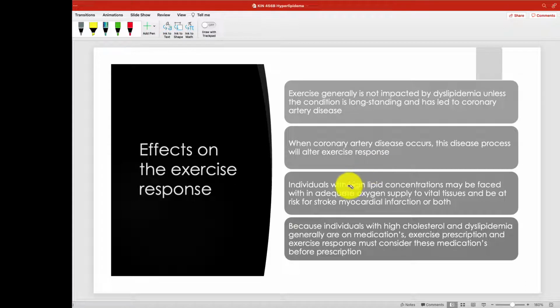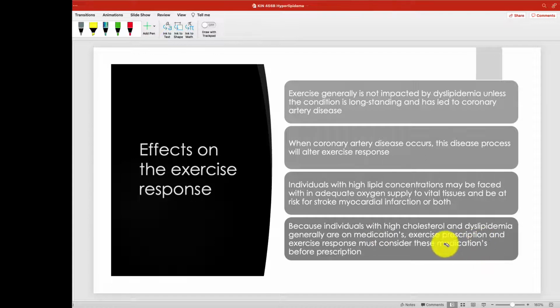People with high lipid concentrations in their blood may be faced with inadequate oxygen supplies or delivery to the muscles. So that is one of the things we have to worry about. If somebody had hyperlipidemia or dyslipidemia, we would see on a metabolic cart when we're doing the VO2 max test that they might have poor oxygen saturation. They might have poor VO2 scores. So that's something we could look at when we are doing an assessment.